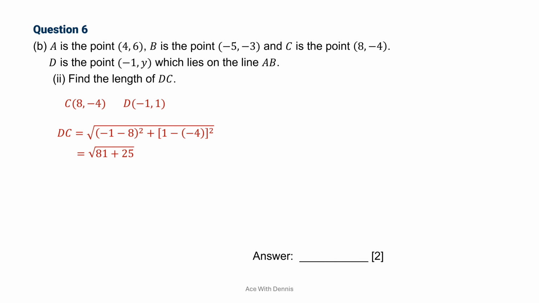Then we calculate, we get the square root of 81 plus 25, which is the square root of 106. Then press the calculator to get the value. DC will be 10.3, rounded off to 3 significant figures. Hence, the answer is 10.3 units.